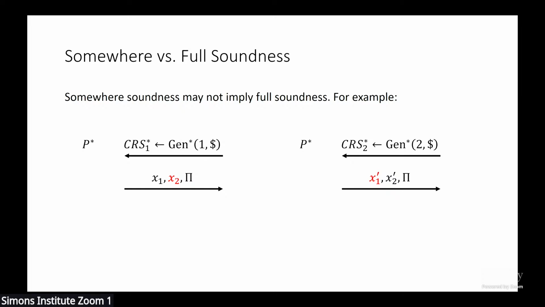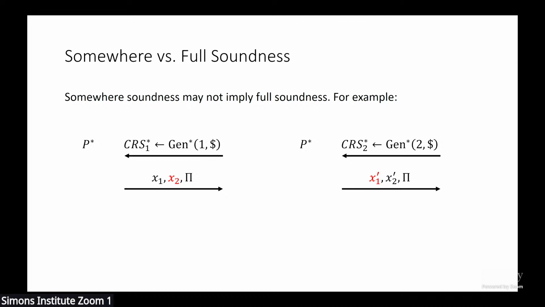But what I'm arguing is that this type of cheating prover is not ruled out by somewhere soundness. This could still be somewhere sound. Why? We program index 1, and the first statement is true. We program index 2, and the second statement is true. Now we also know that these CRSs need to be indistinguishable from each other.